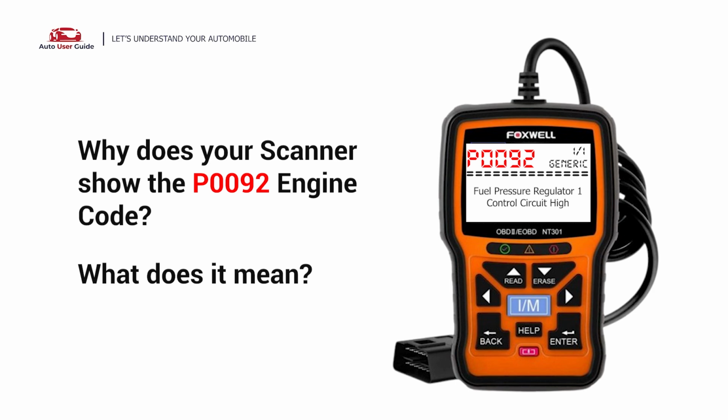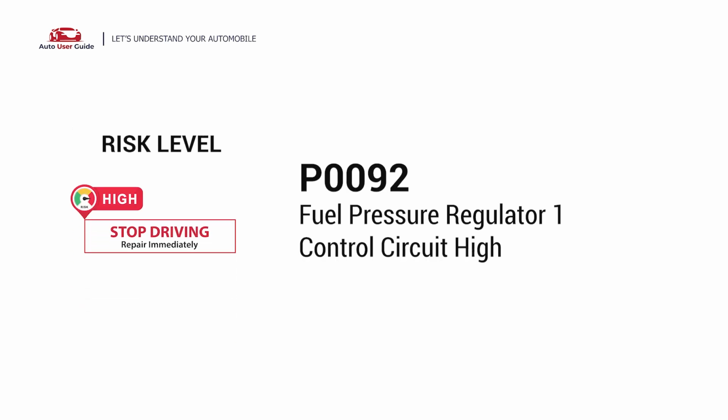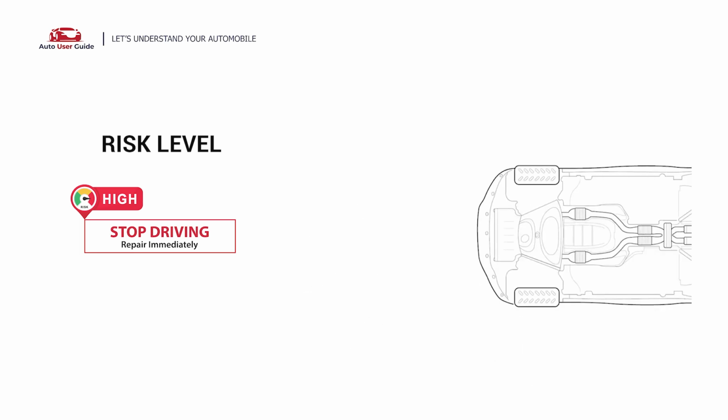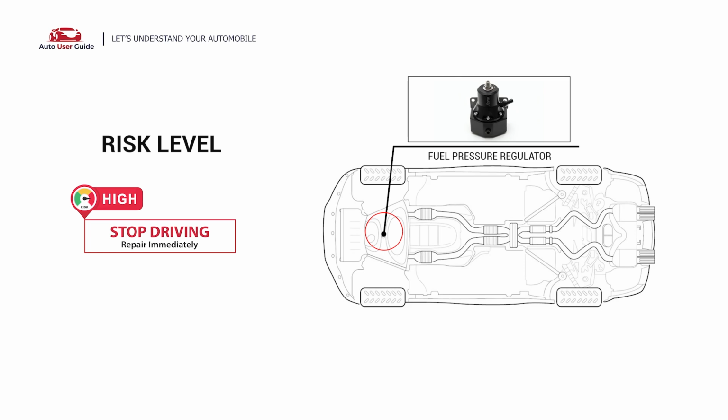Why does your scanner show the P0092 engine code? What does it mean? P0092 is a diagnostic trouble code for Fuel Pressure Regulator 1, Control Circuit High. It indicates the PCM has detected a high voltage signal from the control circuit of the electronic fuel pressure regulator. Under this circumstance, stop driving and repair your vehicle immediately.